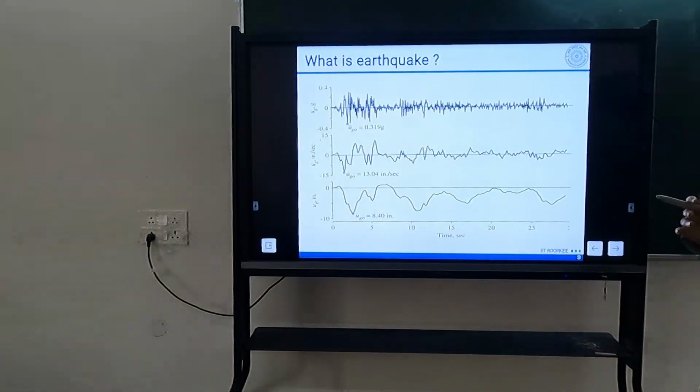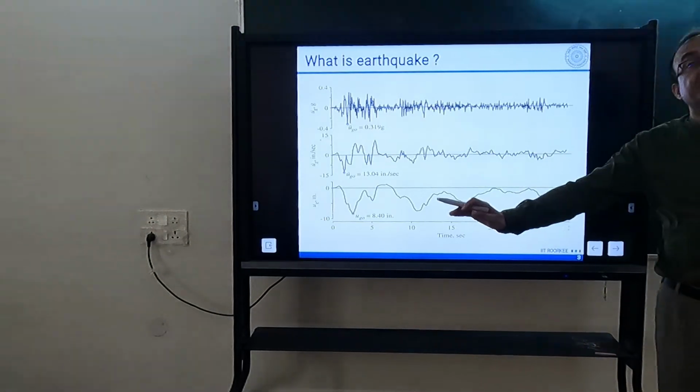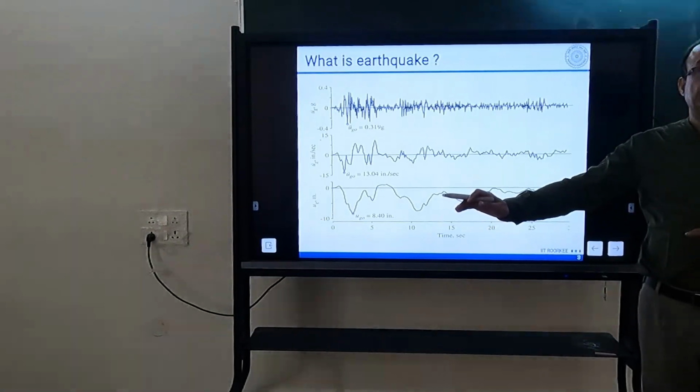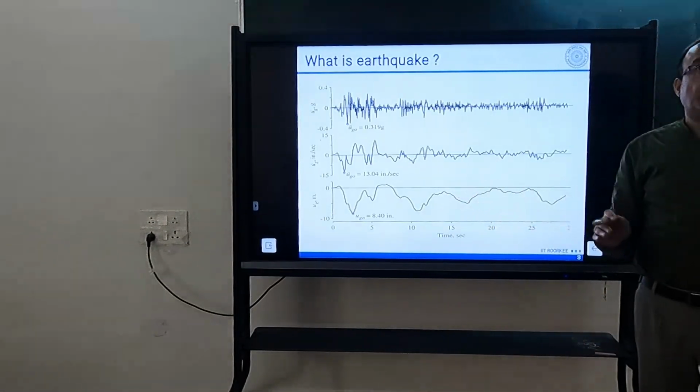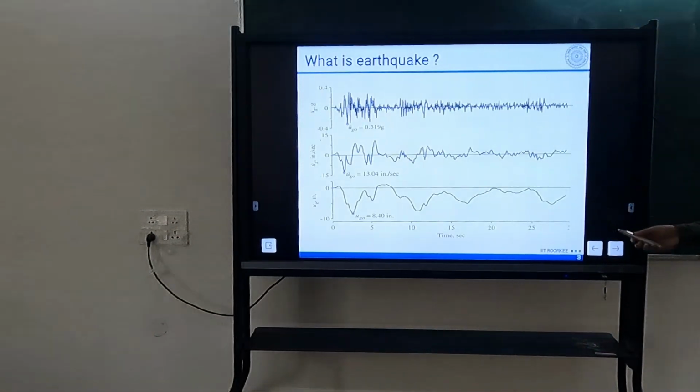The ground has to stop. Velocity will also finally become zero, but there can be a permanent displacement. There may be a net displacement. The displacement will not come to zero finally.